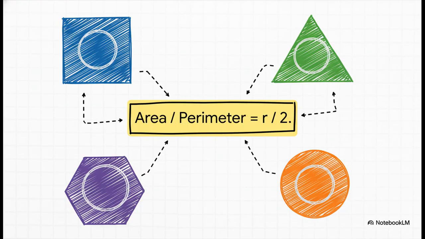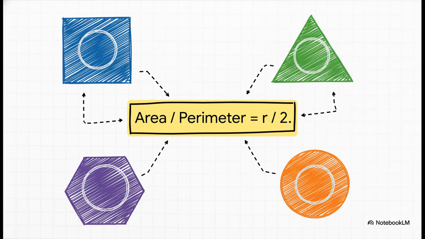And here it is. This is the secret. It's just brilliantly simple. For any shape that has an inradius, this amazing relationship is always true. The area divided by the perimeter always equals the inradius divided by 2.